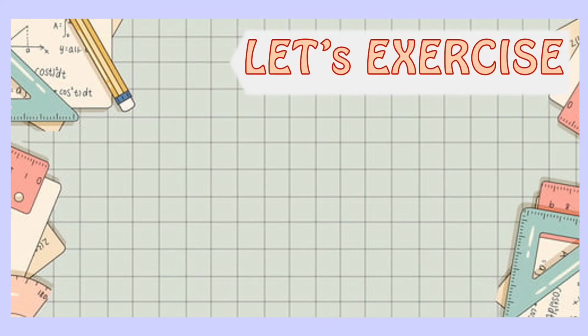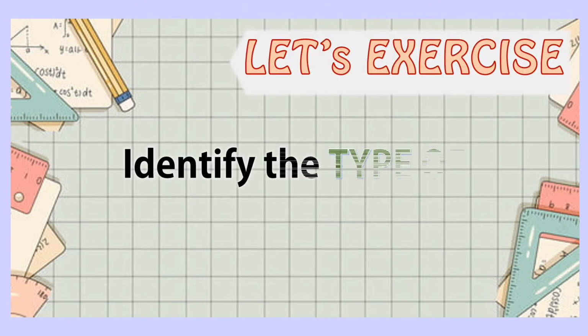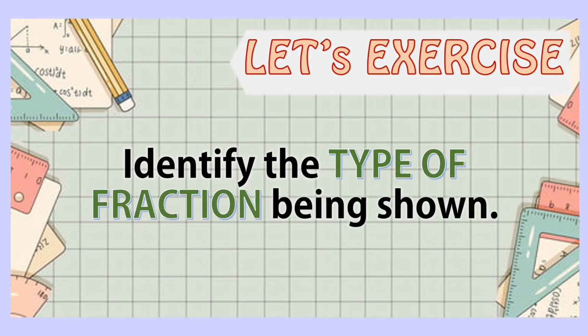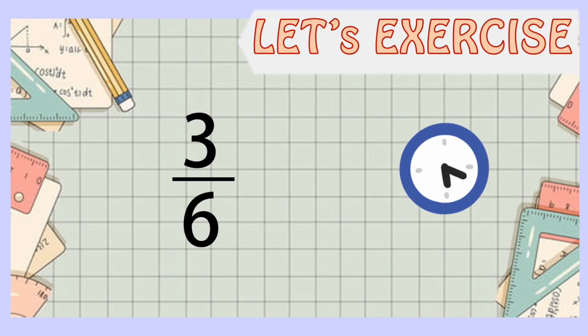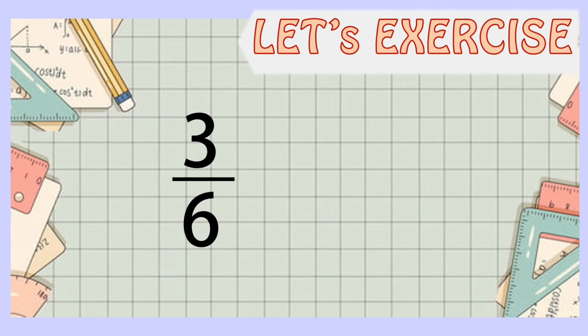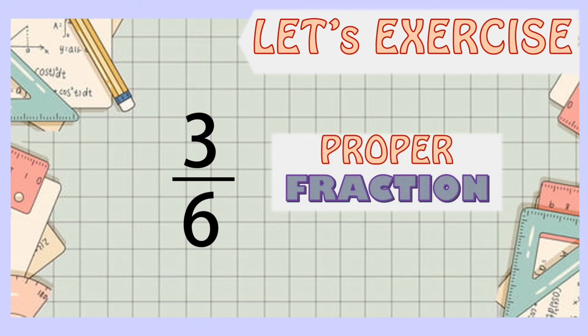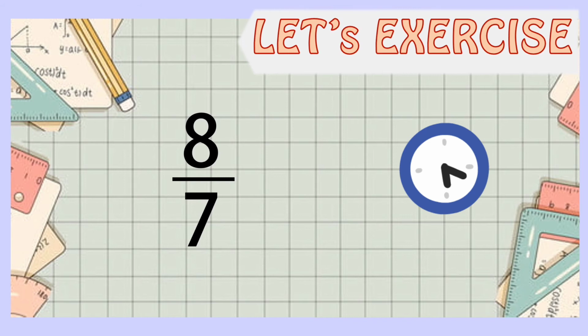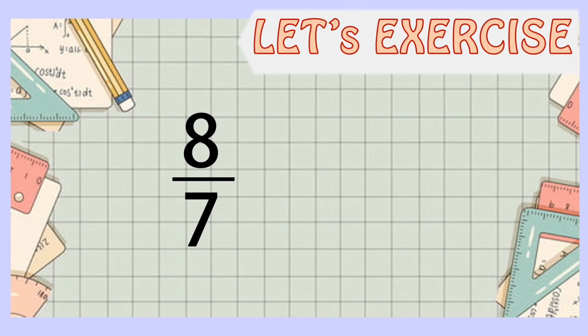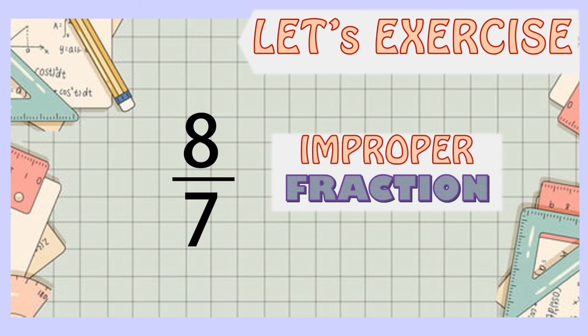Now, let's exercise. Identify the type of fraction being shown. Number 1, 3/6. 3/6 is a proper fraction. Next, we have 8/7. 8/7 is an improper fraction.